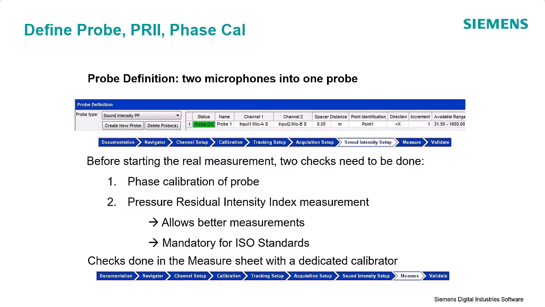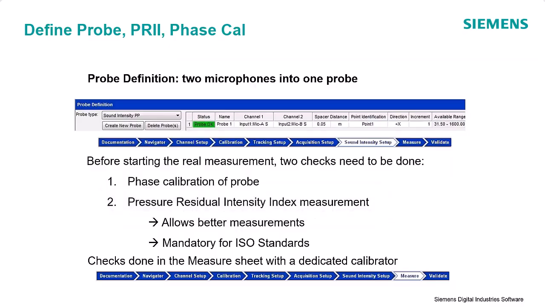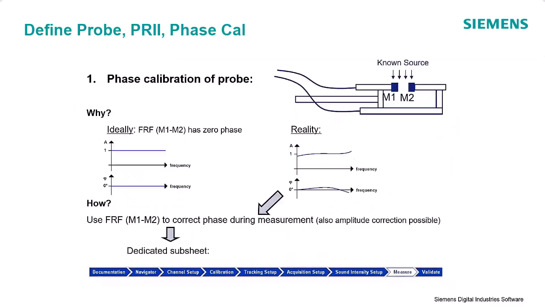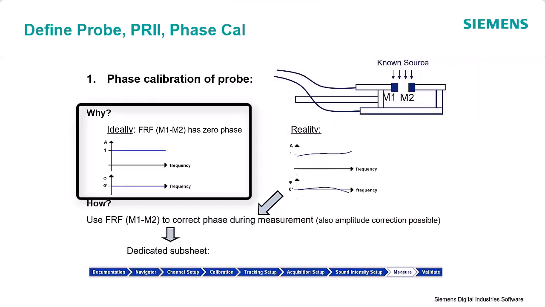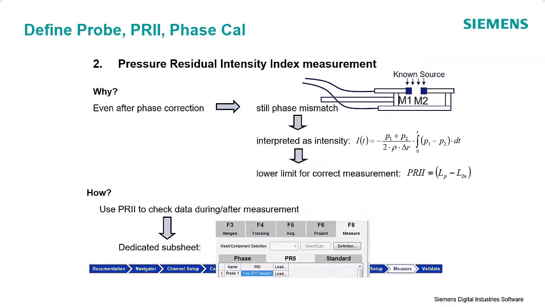Then to be compliant with the ISO standards, a couple of things that are required are the phase calibration of the probe and the pressure residual intensity index measurement. And both of these are supported within Testlab. So in a phase calibration, you send a known signal to both microphones. If there is a known source and the same signal is sent to both mics, we should see that the difference between the 2 mics is 0, and hence the intensity should be 0. But in real life, you will see that there is some phase mismatch between the 2 microphones. So even if you send the same known source signal, there will be some differences, and that determines what is called the noise floor.